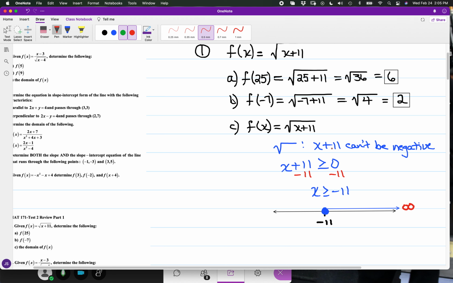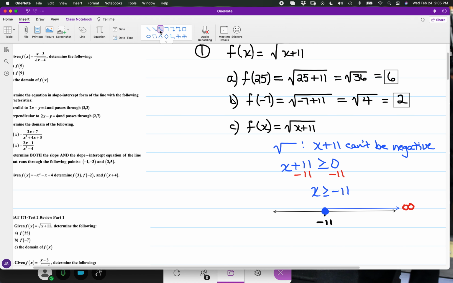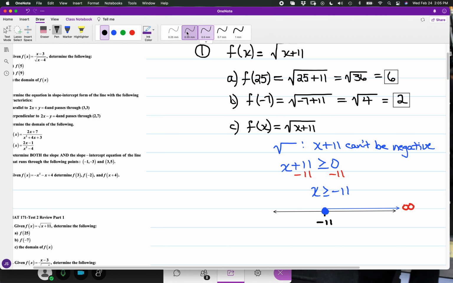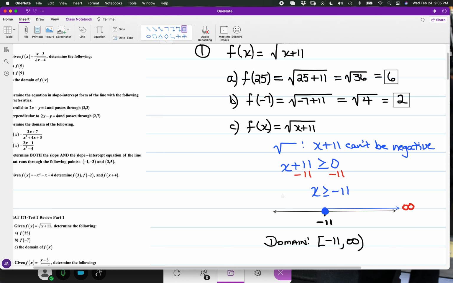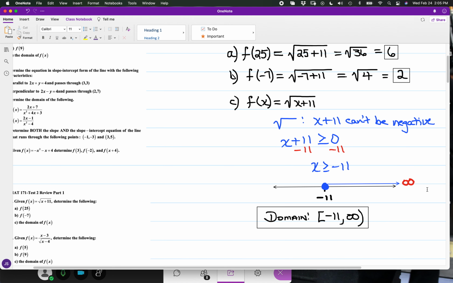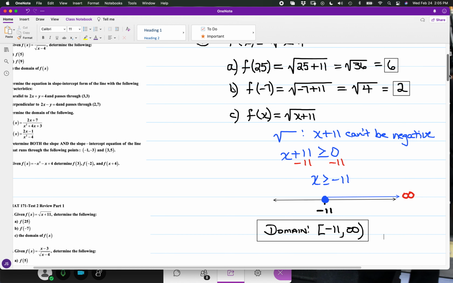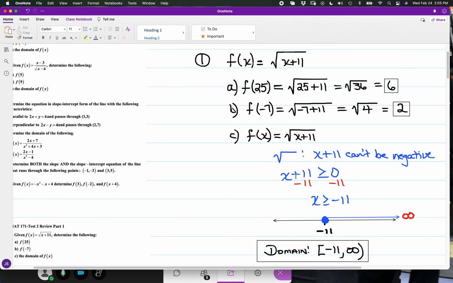So for the domain of the given function f of x, we're looking at starting from and including negative 11, and running continuously out toward infinity. Those are the results we have for number one.